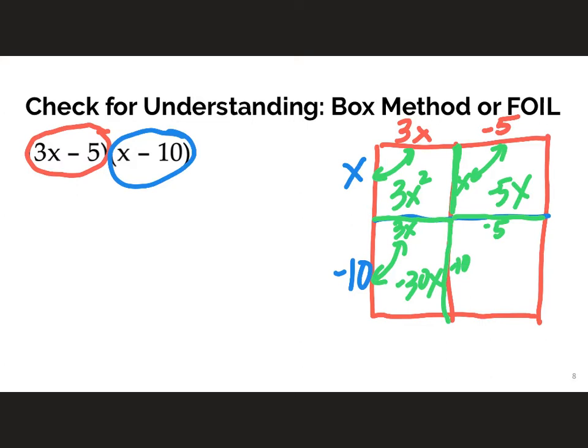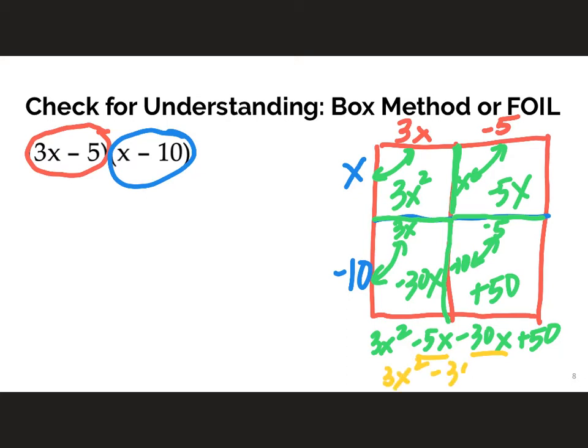It's across from the side that's labeled as negative 10. So I'm going to multiply those two together. Negative 10 times negative 5 is positive 50. So now I can write out all my terms, right? I have 3x squared minus 5x minus 30x plus 50. And I see my two like terms here. I'm going to write this in yellow, negative 5x and negative 30x. And I can combine those like terms to give me 3x squared minus 35x plus 50. That should be my final answer, right?